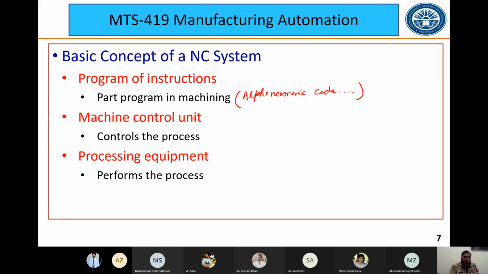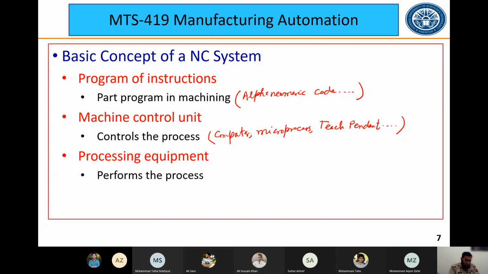Then we have the machine control unit which controls the processes. These are the things which can control the process. This can be a computer, this can be a microprocessor, or maybe it can be a teach pendant. So there can be these types of machine control unit which actually controls the process. And which is that process which is being controlled? It is the machine tool control, and it is the machining process which is controlled by these units.